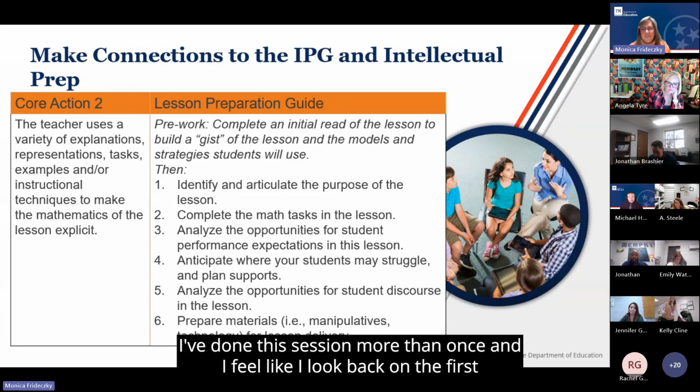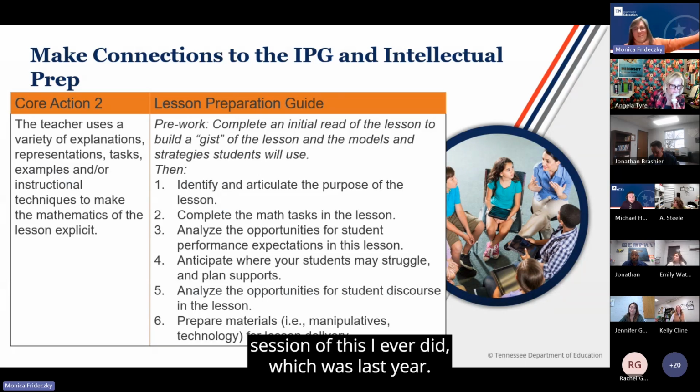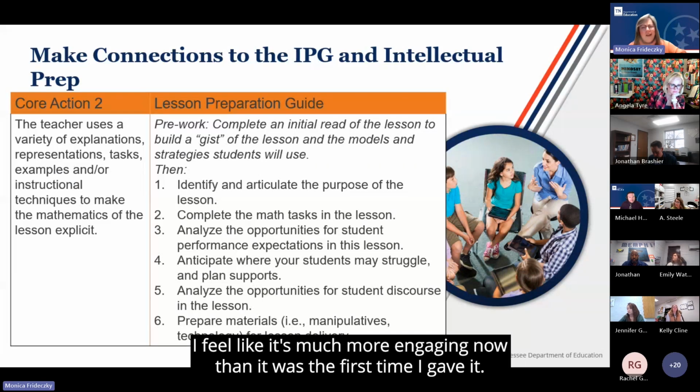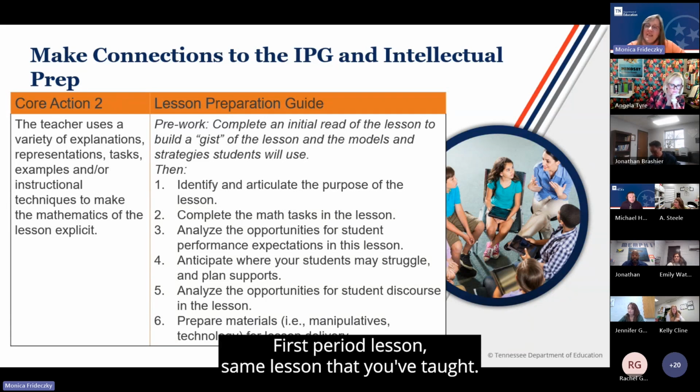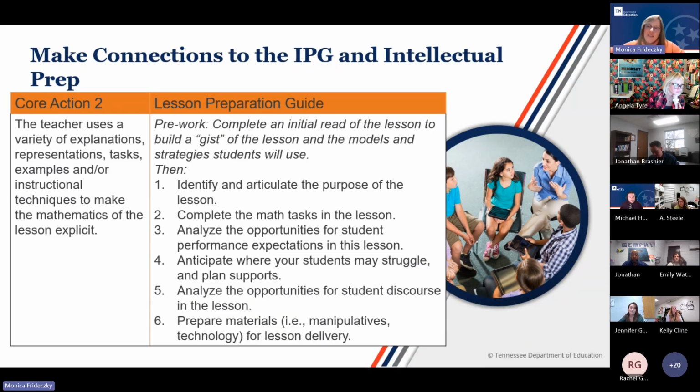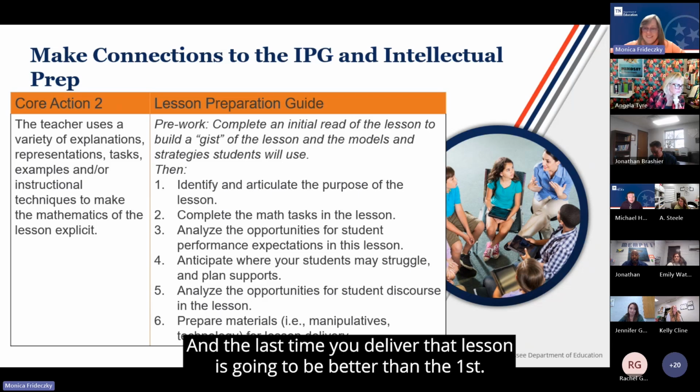I've done this session more than once, and I feel like I look back on the first session of this I ever did, which was last year. Feel like it's much more engaging now than it was the first time I gave it. If you were a former math teacher or teacher of any sort that was departmentalized, first period lesson, the same lesson that you've taught, the last time you deliver that lesson is going to be better than the first. So, my 2 cents.